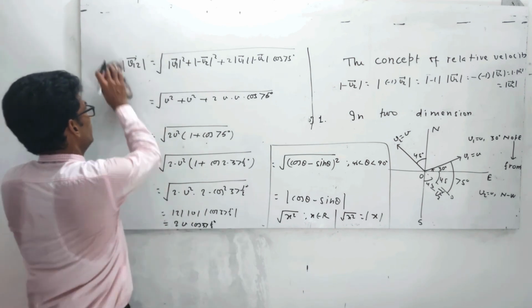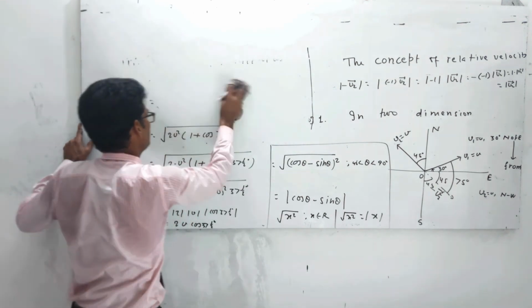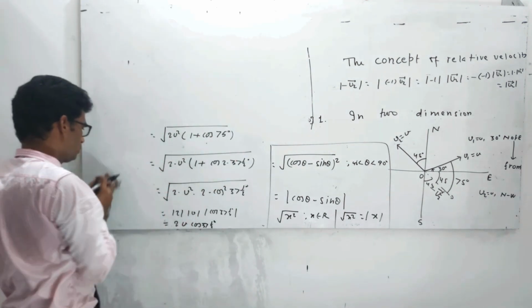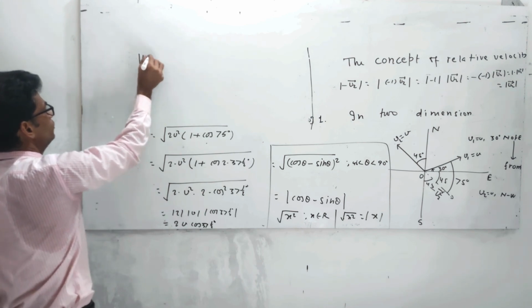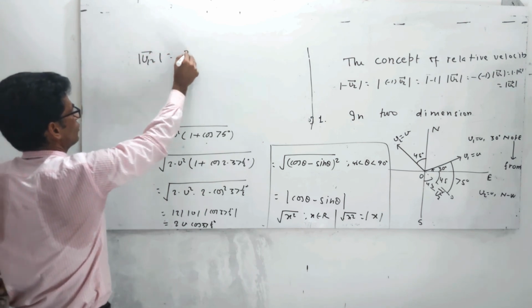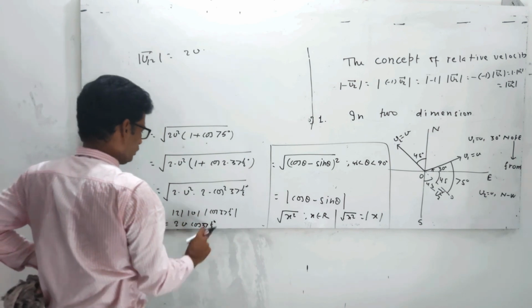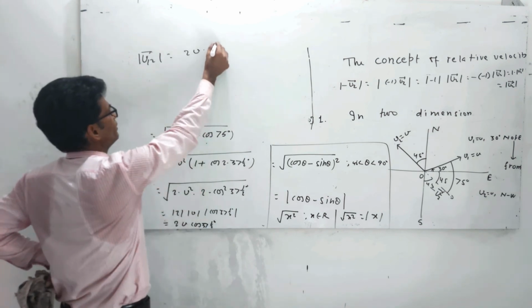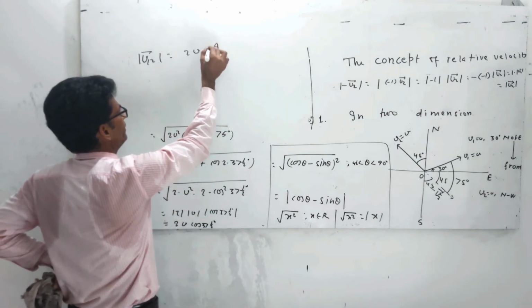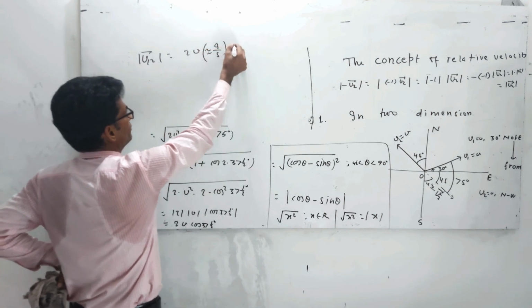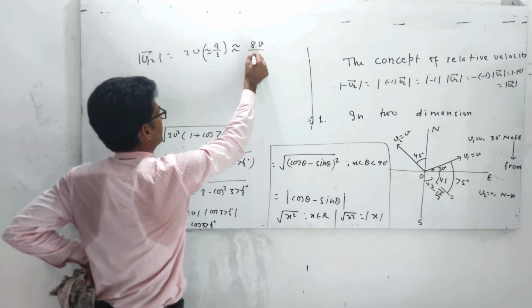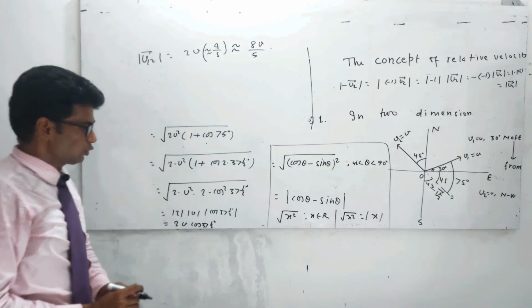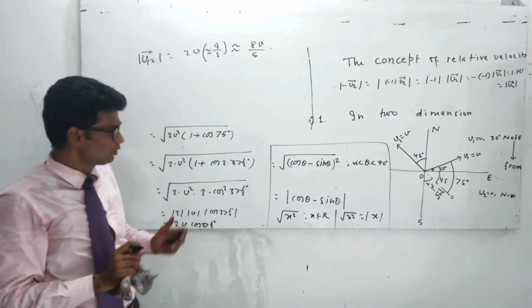Now we are in a position to write the modulus of v12 as twice v times cos 37.5 degrees. The approximate value of cos 37.5 degrees is 4/5, so it comes out to be approximately 8v/5. That is what we did for the magnitude.